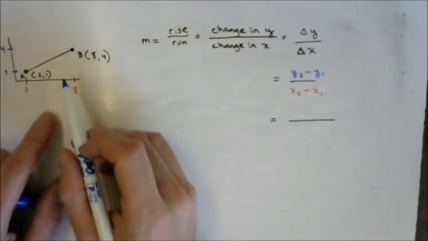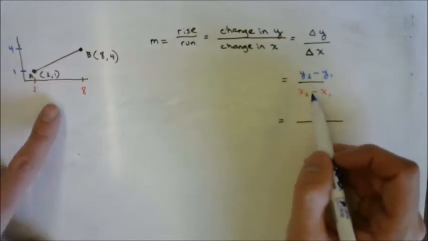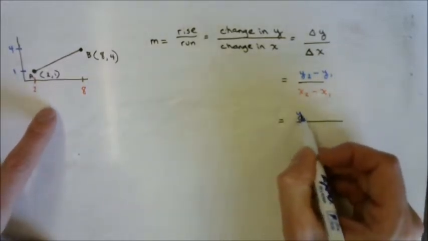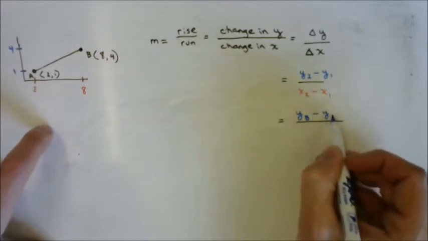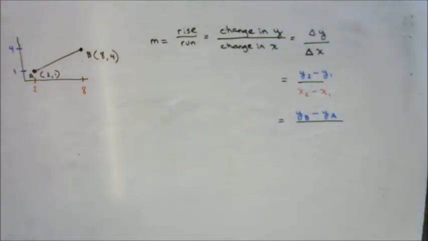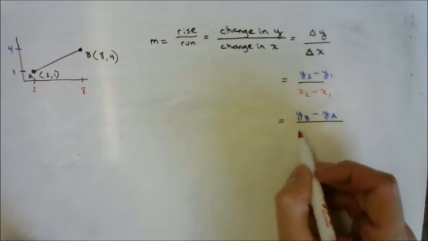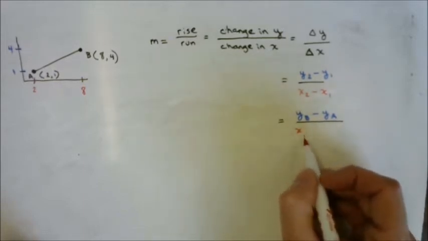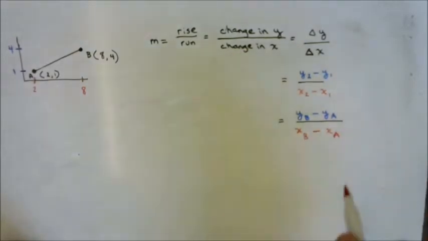Guys, keep going here. We're talking about the rise. I'm keeping it blue. What we're doing here is we're going to take the y coordinate of the B point and subtract the y coordinate of my A point. And if I do it from B to A in the numerator, I have to do it from B to A in the denominator. So in the denominator, I'm going to take the x coordinate of my B point and subtract the x coordinate of my A point.